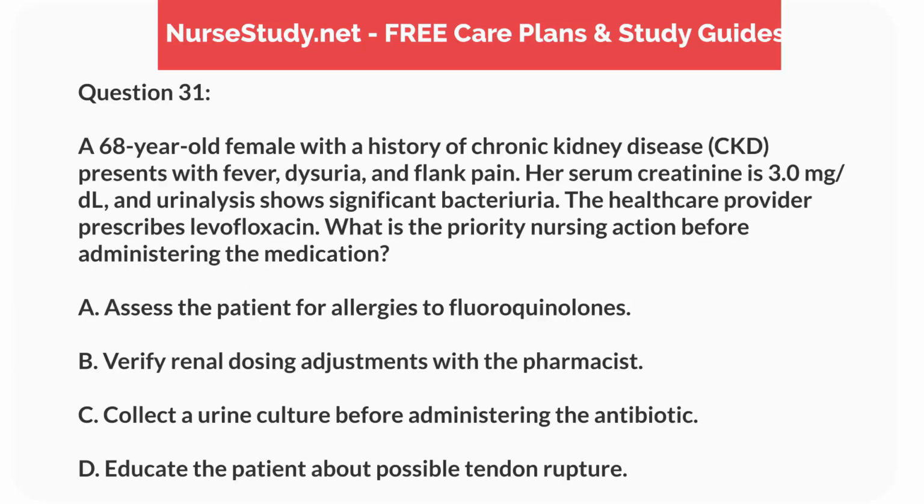Question 31. A 68-year-old female with a history of chronic kidney disease, CKD, presents with fever, dysuria, and flank pain. Her serum creatinine is 3.0 mg per deciliter, and urinalysis shows significant bacteriuria. The healthcare provider prescribes levofloxacin. What is the priority nursing action before administering the medication? A. Assess the patient for allergies to fluoroquinolones. B. Verify renal dosing adjustments with the pharmacist. C. Collect a urine culture before administering the antibiotic. D. Educate the patient about possible tendon rupture.